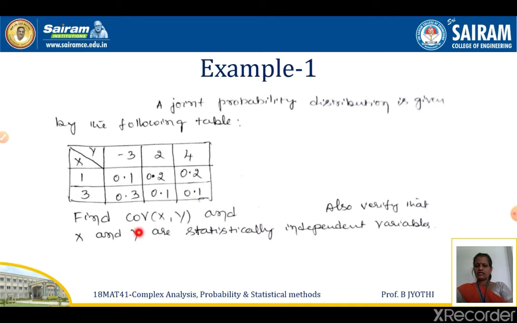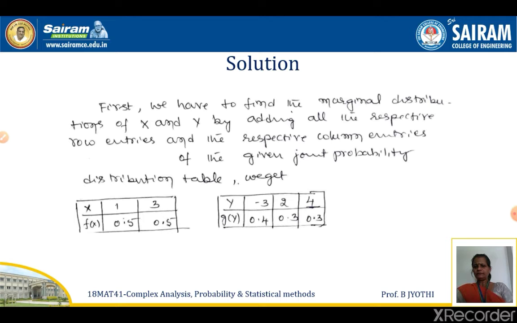What we need to find out is the covariance of x and y, and also verify that x and y are statistically independent variables. These are the things we need to determine. We discuss what the covariance formula is.